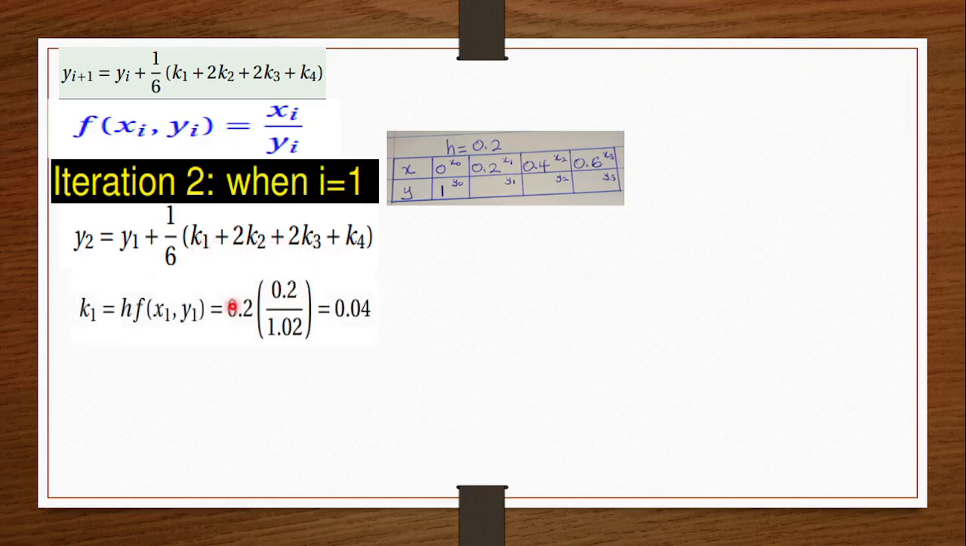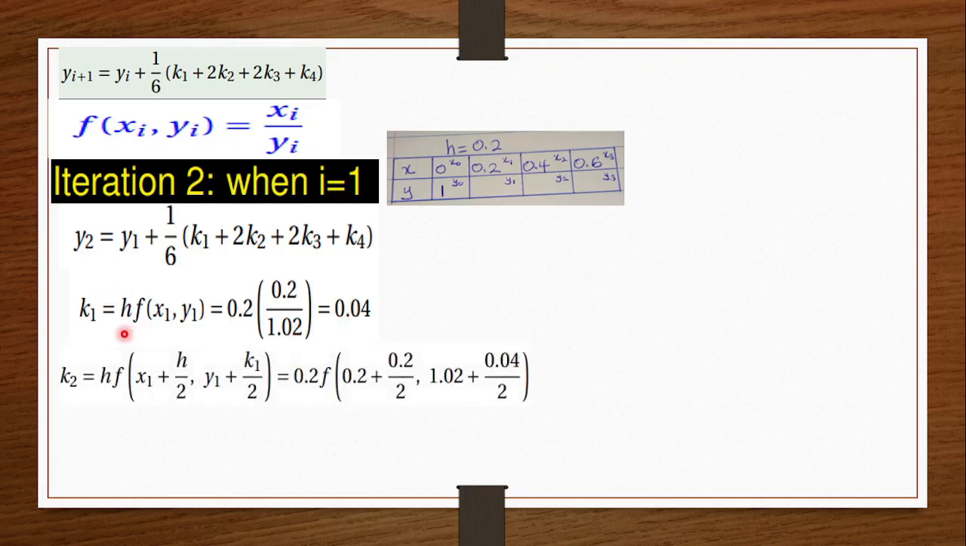So again, to find k1, we are using x1 and y1. Note that, from here, we know that i is equal to 1, so we are finding for when x is x1 and y1. Then we divide the two values and multiply by h. Then we get our k value to be 0.04. Now we can find our x1 value from the table. x1 is 0.2, and from our previous iteration, we found that y1 was 1.02. Then we find our k value.